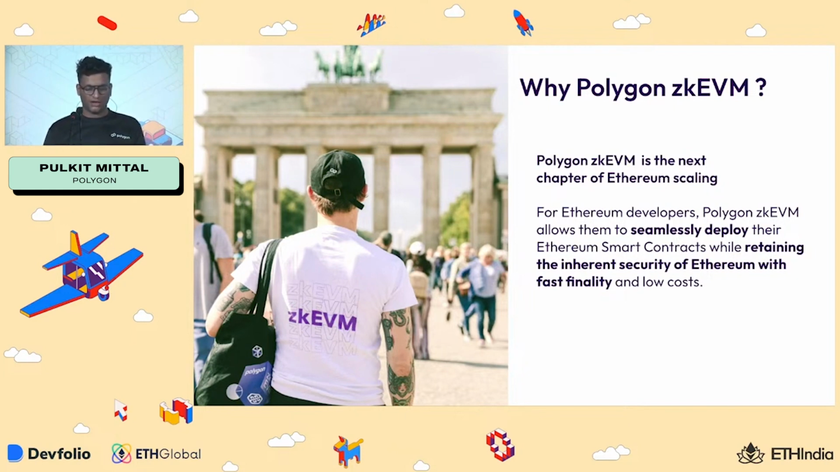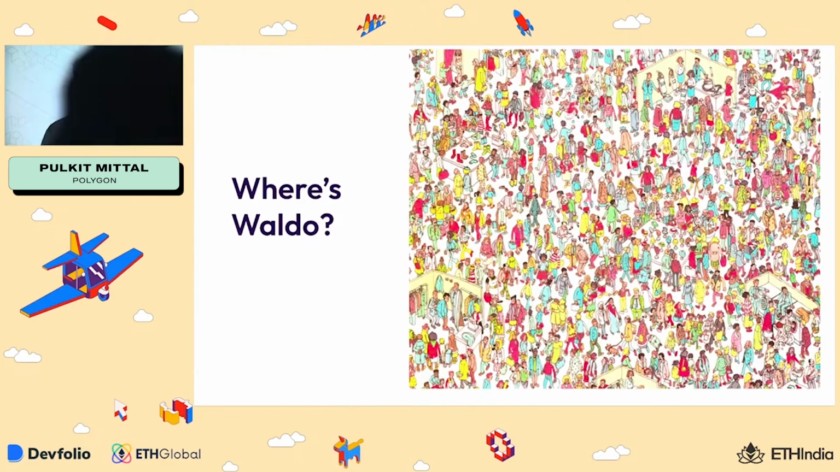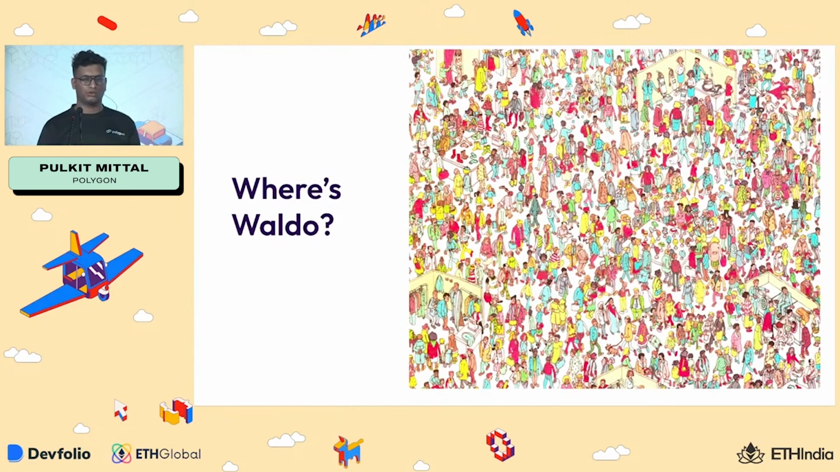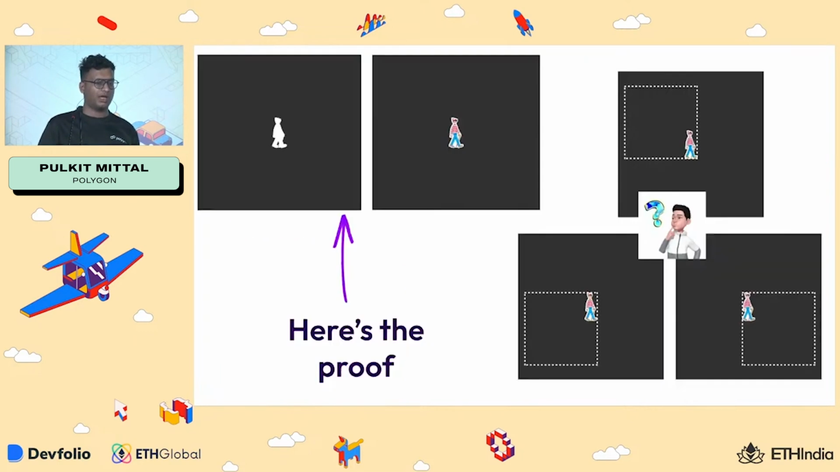So the first half of zkEVM is zk. I'll explain this with an example. Everyone must have played this game called Where's Waldo in their childhood. Basically, it's kind of a puzzle, and you need to figure out where Waldo exactly is, right? So what if I say I know the location of Waldo, but I can prove to you without actually revealing the actual location of it? How am I going to do it?